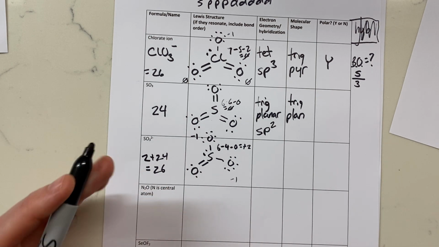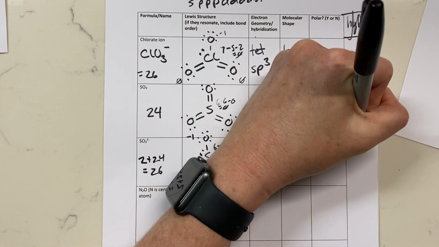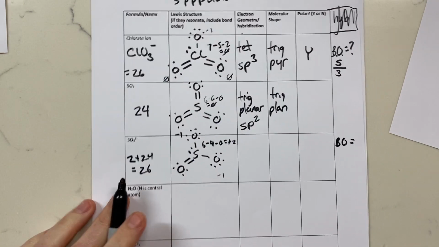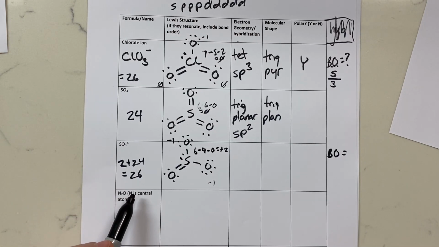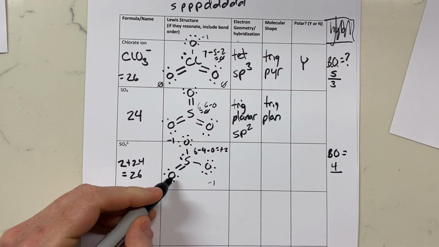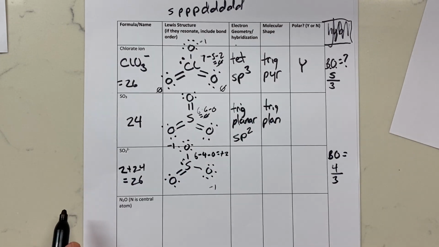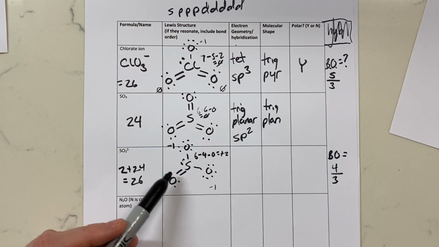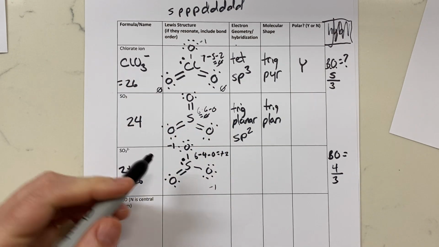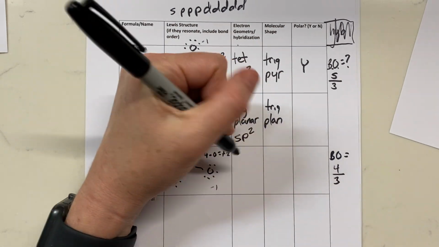Would this resonate? Absolutely. And oftentimes you'll be asked about the bond order when things are resonating. So let's go over here and just do it for fun. The bond order would be, you are sharing 1, 2, 3, 4 bonds across 1, 2, 3 atoms. So bond order is 1 and 1/3. All right, so now we can move on to the electron geometry and hybridization. The electron geometry of this, we have 1, 2, 3, 4 electron groups on the sulfur, so it's going to be tetrahedral.